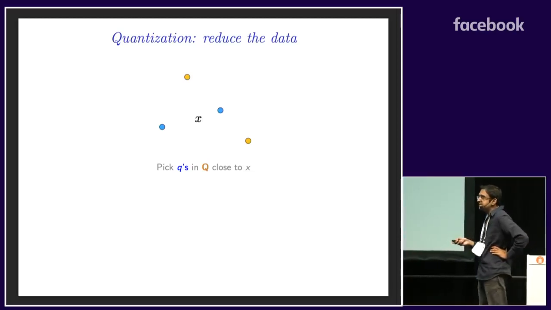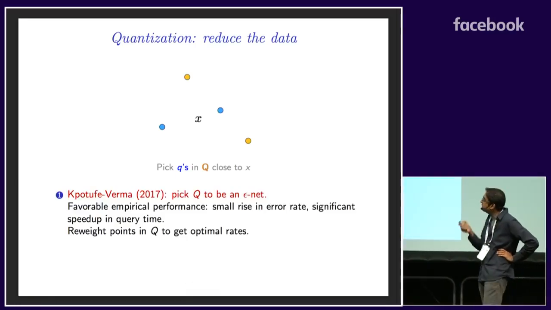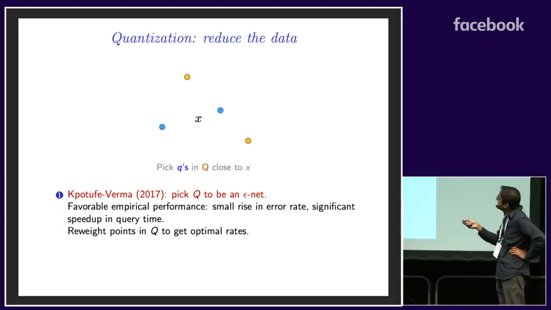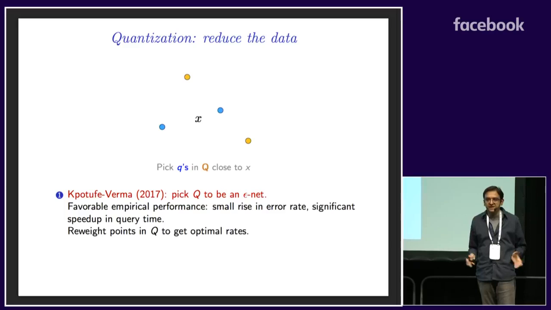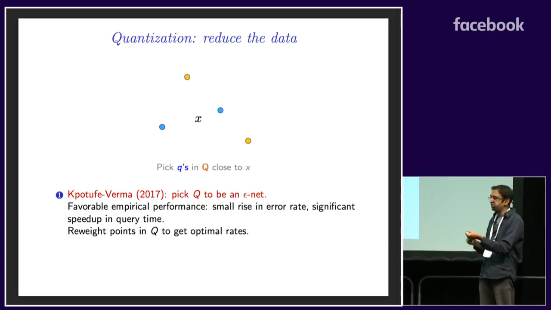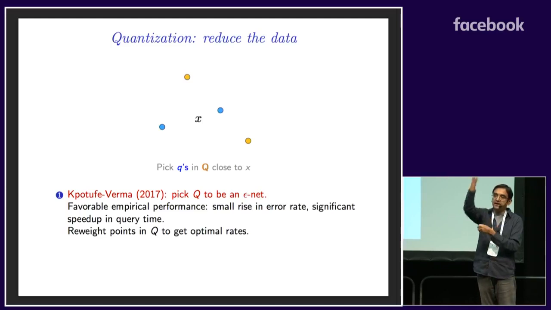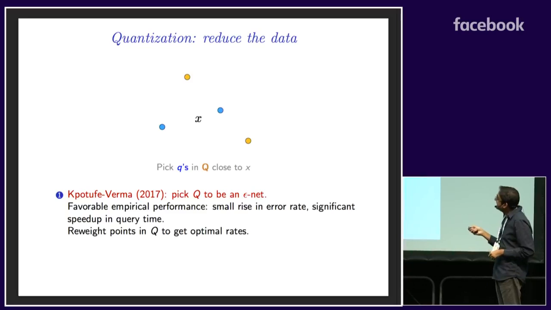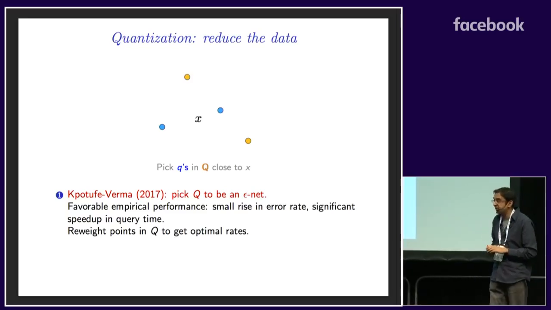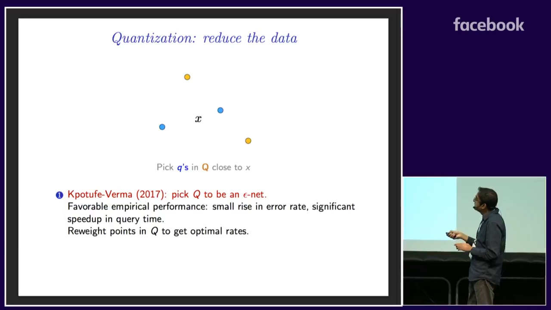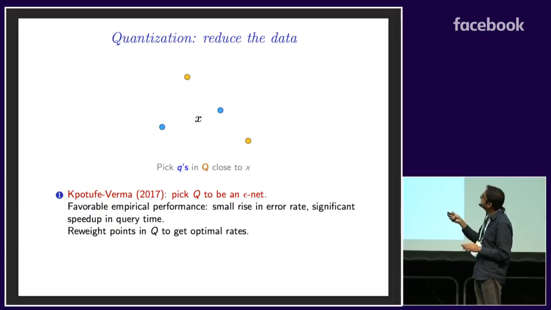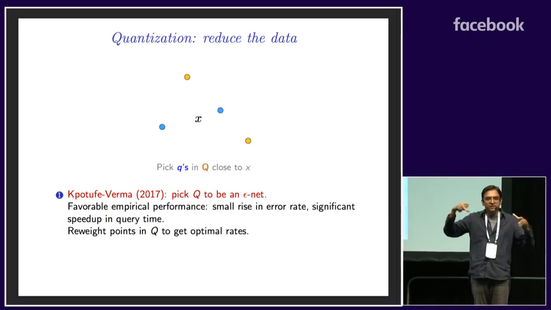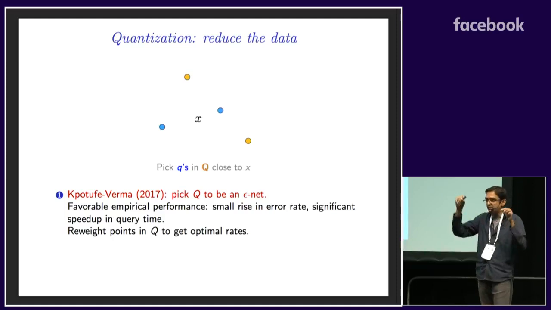And there's been some really nice work on this. For example, Samory and Verma looked at a construction where the set Q is an epsilon net of the space. So you pick a point, you pick any point that's epsilon far from it, another point that's epsilon far from those two, and so on. And they showed that the empirical performance of this is very good. And they showed, in fact, you can get optimal rates if you assign each of these points in Q a weight proportional to the number of points that were allocated to them in their Voronoi partition.